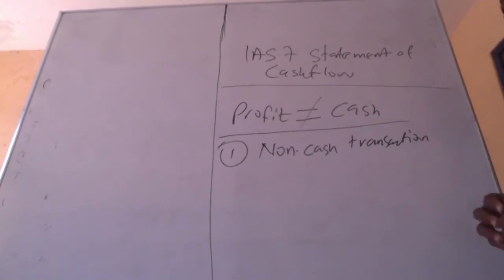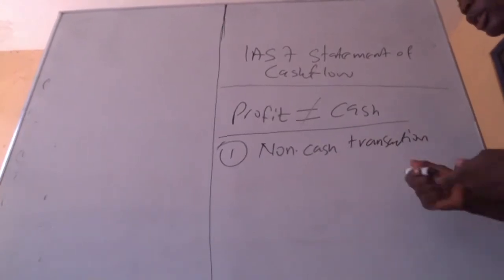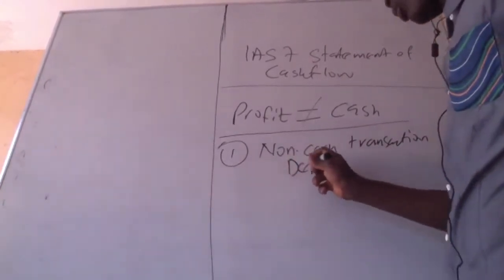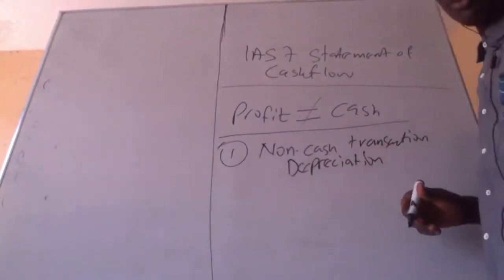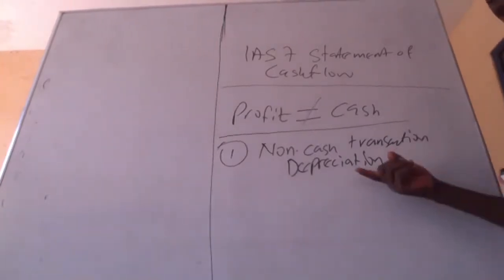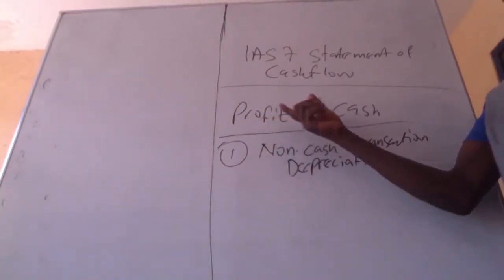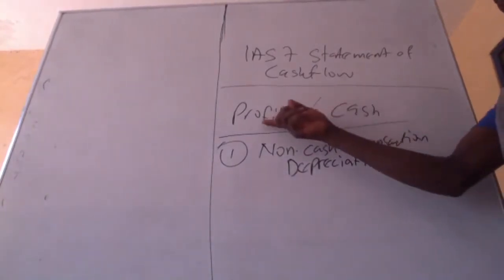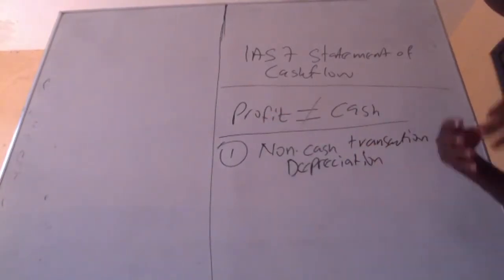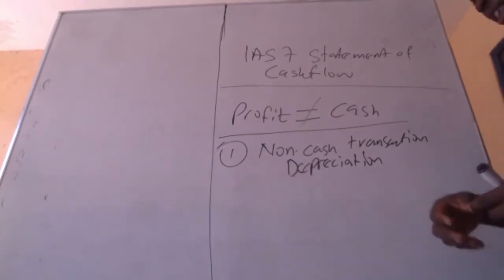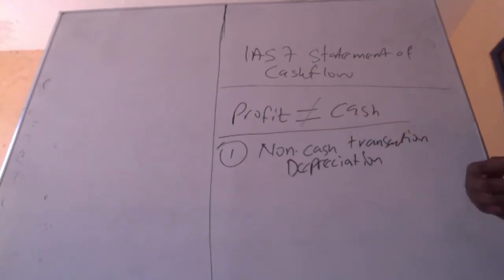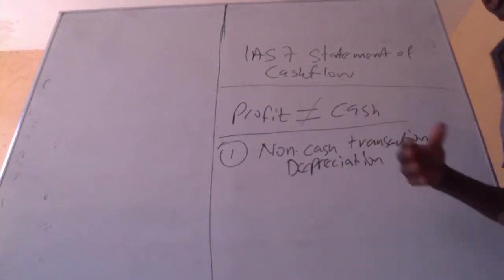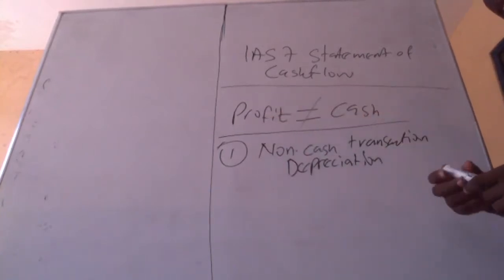Let's give a specific example of a non-cash transaction. Depreciation. Depreciation is an example of a non-cash item. Depreciation will be subtracted from the revenue or from the profit before arriving at the final profit, called the profit after tax. Meanwhile, depreciation has not been subtracted from the cash. Why? Because depreciation is a non-cash item. So it will create a difference between the profit and the cash.